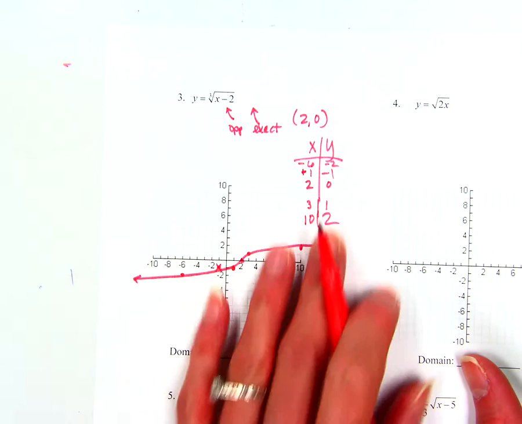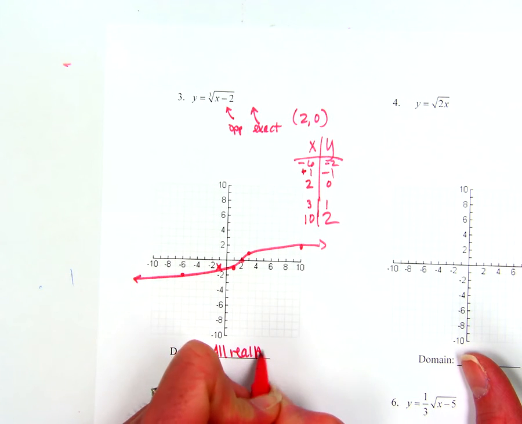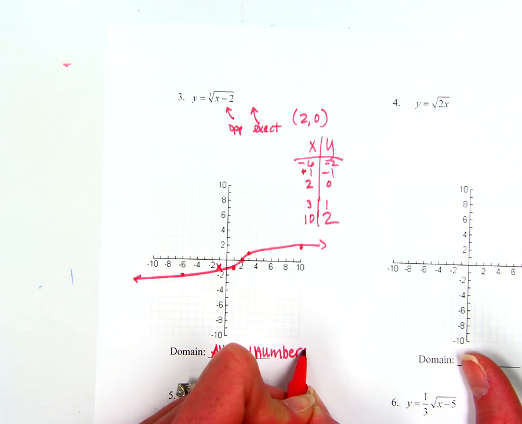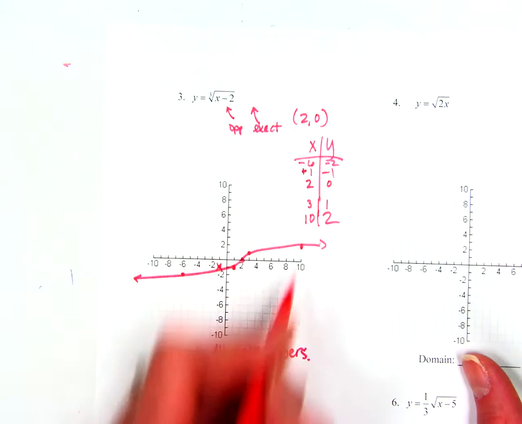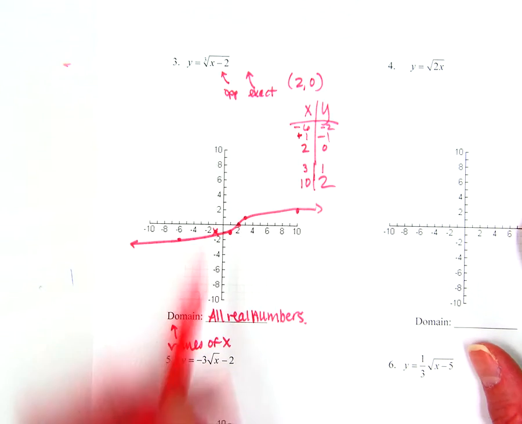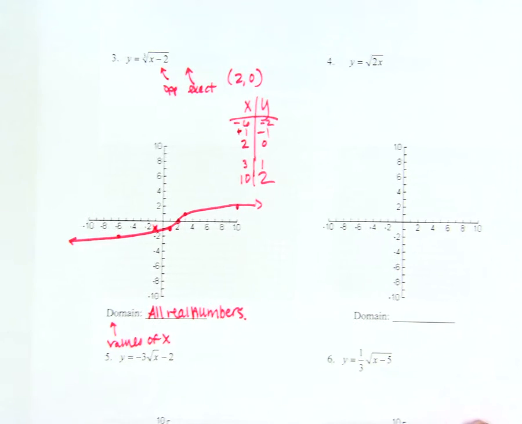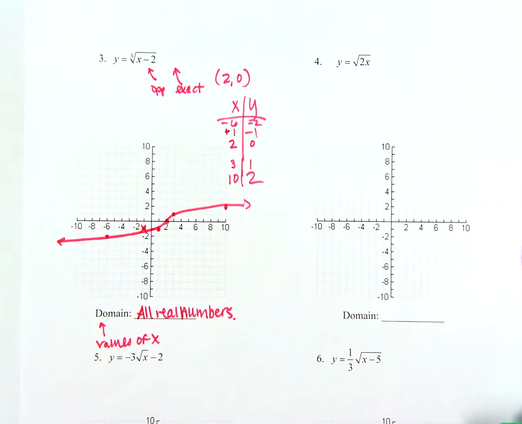All right, and notice that this graph goes on forever, so the domain is all real numbers. Remember, domain is what are the values of x that are valid in this problem. And all of them are valid, because you could take the cube root of a negative. So there's no restriction, unlike when we had square roots, there was a restriction. Okay, back to square roots for the rest of the problems.